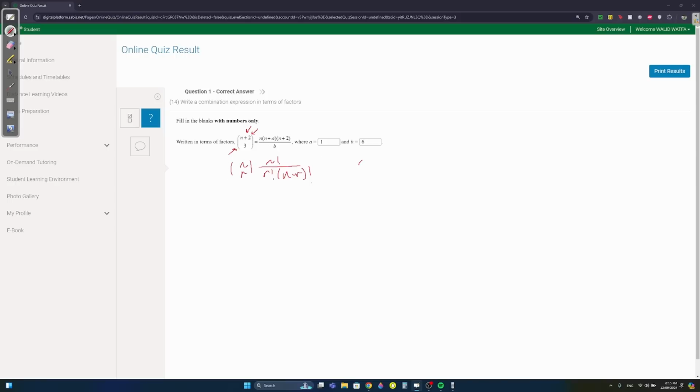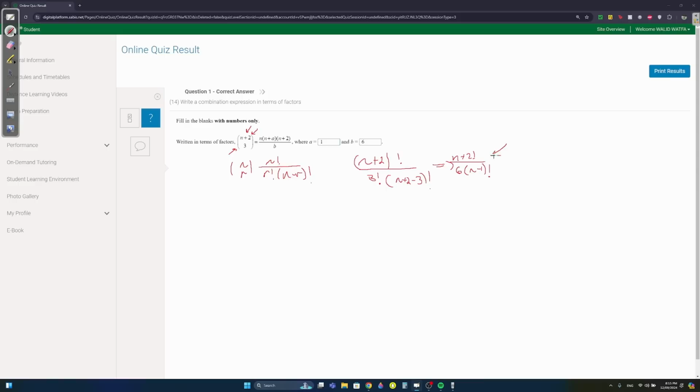So it's going to be n plus 2 factorial over r factorial, which is 3 factorial, over n minus r factorial. So n plus 2 minus 3 factorial. This is going to be n plus 2 factorial over 3 factorial, which is 6, into n minus 1 factorial.